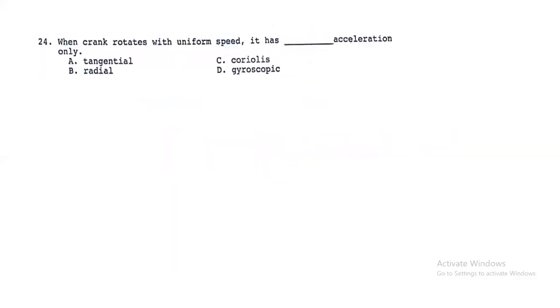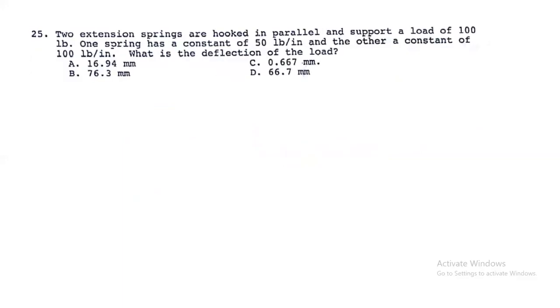So, next, 24. When crank rotates with uniform speed, it has blank acceleration only. So, sa 24, syempre, radial acceleration only. So, next, 25, two extension springs are hooked in parallel and support a load of 100 pounds. One spring has a constant of 50 pounds per inch and the other a constant of 100 pounds per inch. What is the deflection of the load?